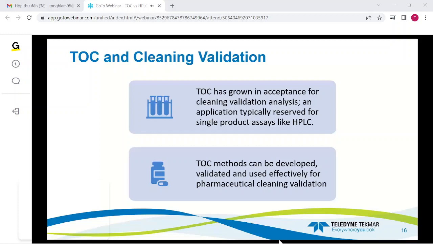TOC methods are developed, validated, and used effectively for pharmaceutical cleaning validations. We work directly with certain vendors or manufacturers to ensure their IQ/OQ/PQ is set up properly and their system is validated, and then they run their waters for us. And then they run their waters on our system. There are two steps of a cleaning validation. One, you must run your rinse water, and two, you must run your swabs. It's a very simple process, and TOC can handle both of those sample types.